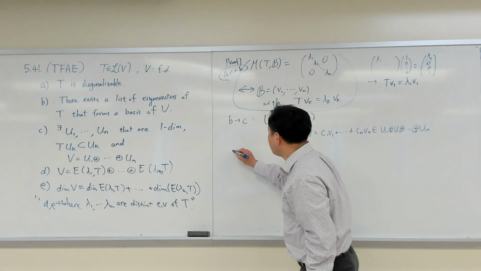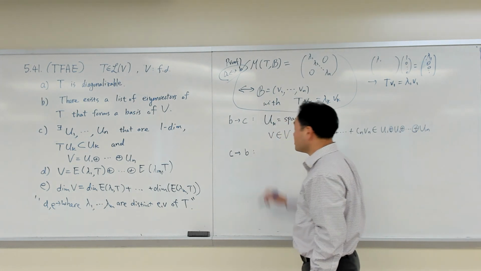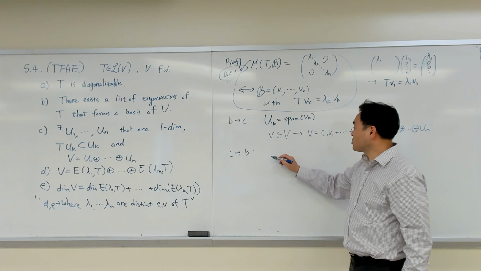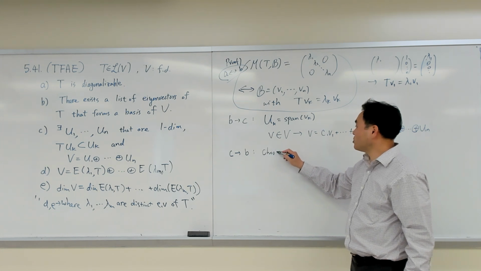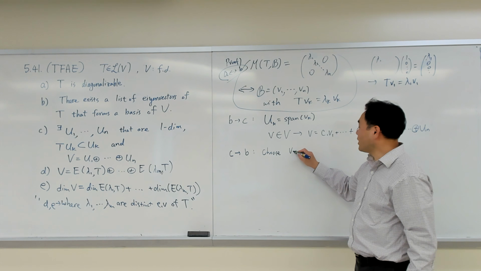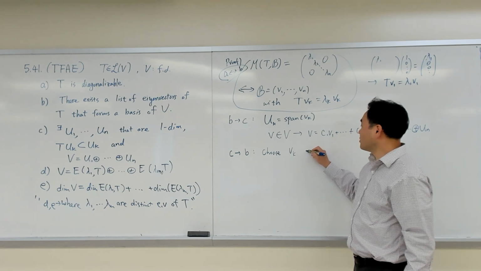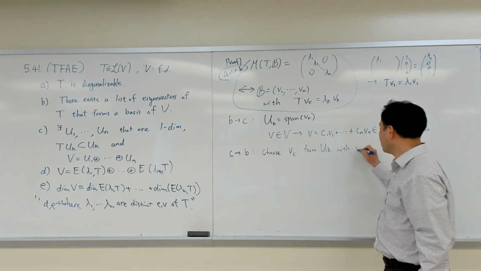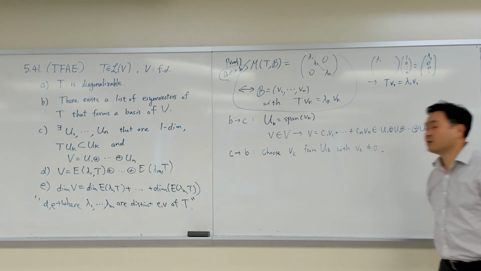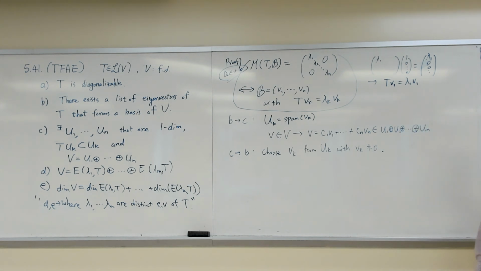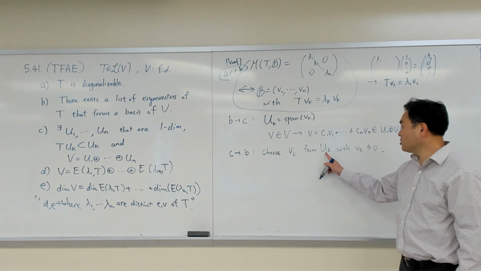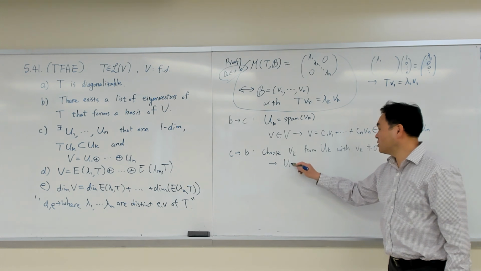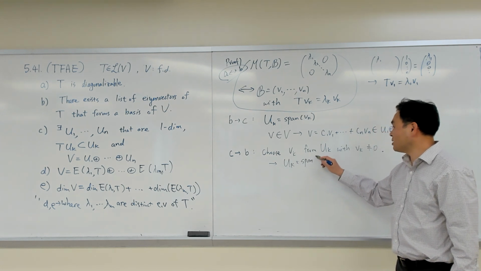Now, how do you show that C implies B? It's also a very similar story. Just choose VK from UK with VK non-zero. Because this is one-dimensional, if you choose a non-zero one, then UK would be the span of VK immediately, right?